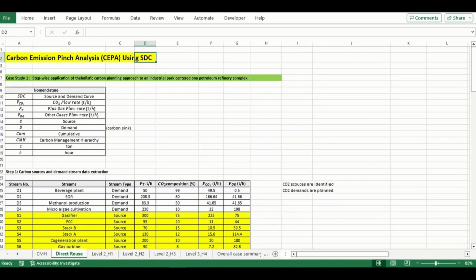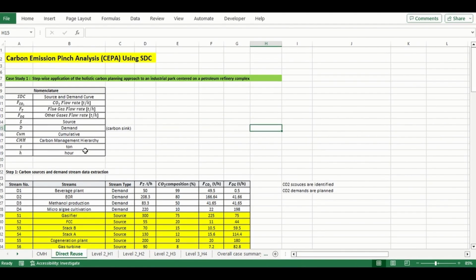Today I'll be presenting the Microsoft Excel tool for resource targeting. In our case, I'll be presenting the targeting for low carbon emission with carbon emission pinch analysis using a graphical method known as the modified source and demand curve. This video also provides a demonstration on how to use the Excel tool.